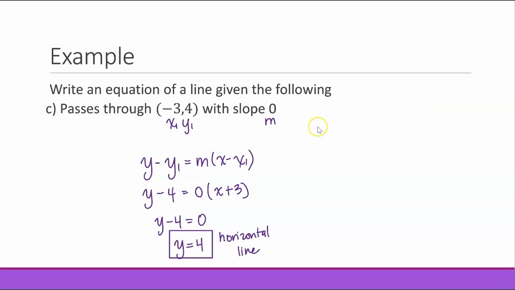And horizontal lines have the form y equals a number. So we could have skipped all of this work and just recognized that a line with slope 0 is of the form y equals a number, and if this line passes through the point (-3, 4), then the equation must be y equals the y value, 4.